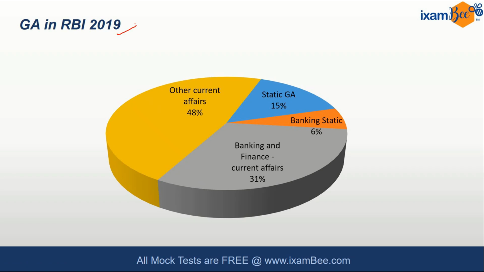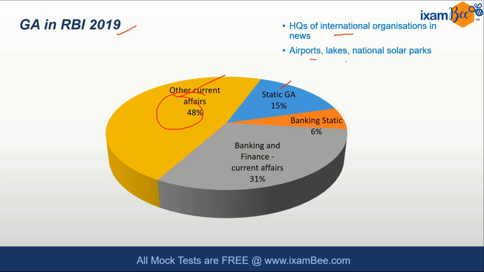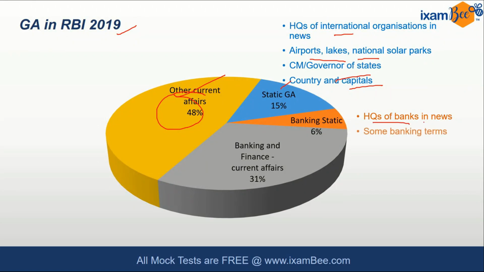And in a little different way, this was the analysis we did for the questions of 2019. Here we divided them into broad categories. So current affairs, other current affairs, had the highest weightage. In terms of static GA, there were questions related to headquarters of international organizations, airports, lakes, dams, sanctuaries, governors, chief ministers, heads of different states, capitals, countries, and their currencies. Banking had headquarters of banks, static again, and some banking-related terms.